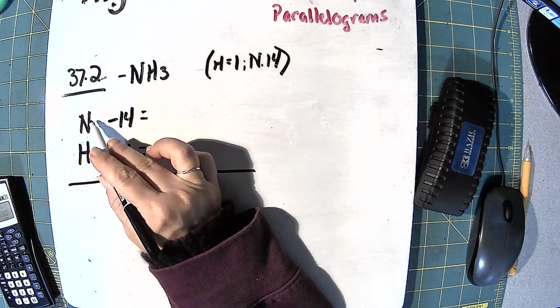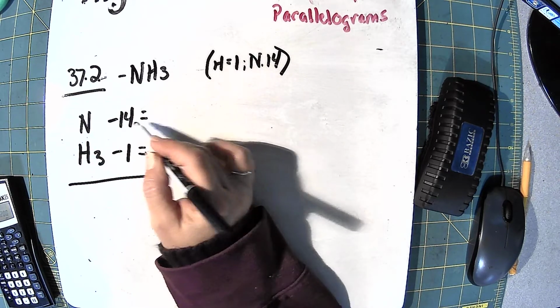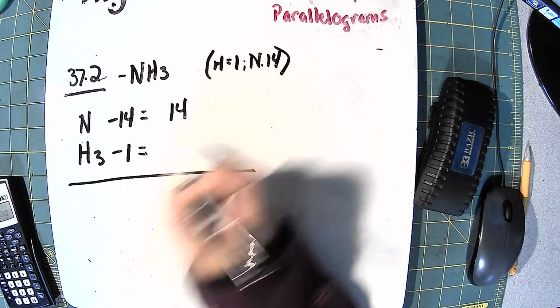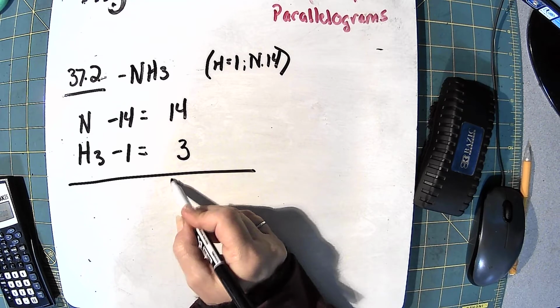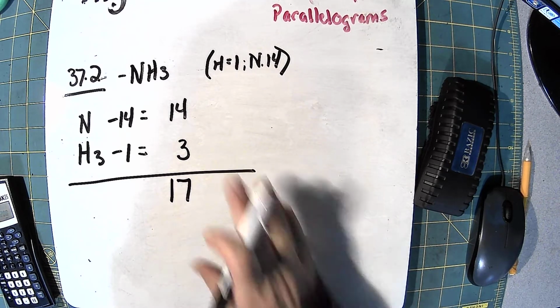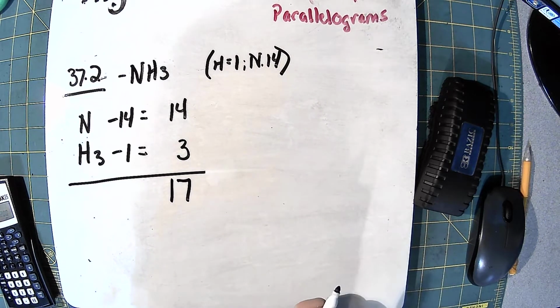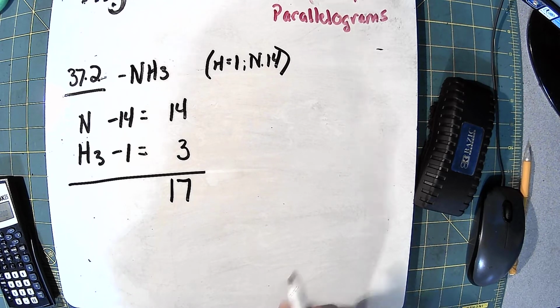So I have 1 nitrogen at 14. Then I have 3 hydrogens at 1. So 3 times 1 is 3. And then I'm going to add those together, and I'm going to get 17 as my total weight for each molecule. All right, so this tells us that each ammonium molecule contains 1 nitrogen atom and 3 hydrogen atoms. If we have 510 grams of ammonium, how much does the nitrogen weigh?